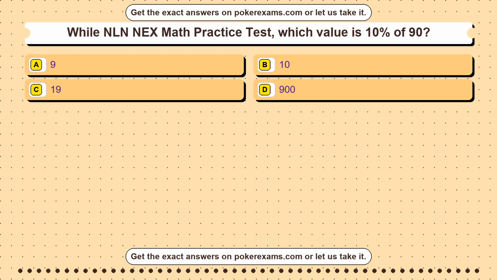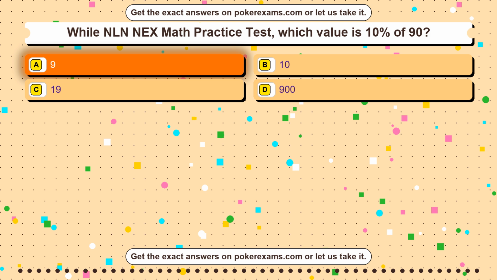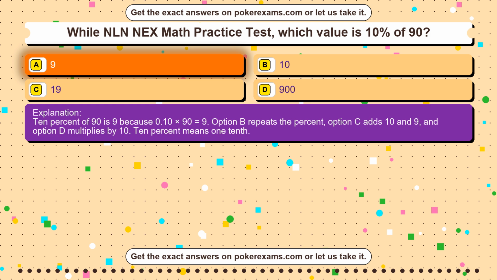Question 37. While NLN NEX Math Practice Test, which value is 10% of 90? Option A. 9. Option B. 10. Option C. 19. Option D. 900. The correct answer is option A. 9. 10% of 90 is 9 because 0.10 times 90 equals 9. Option B repeats the percent, option C adds 10 and 9, and option D multiplies by 10. 10% means 1/10.